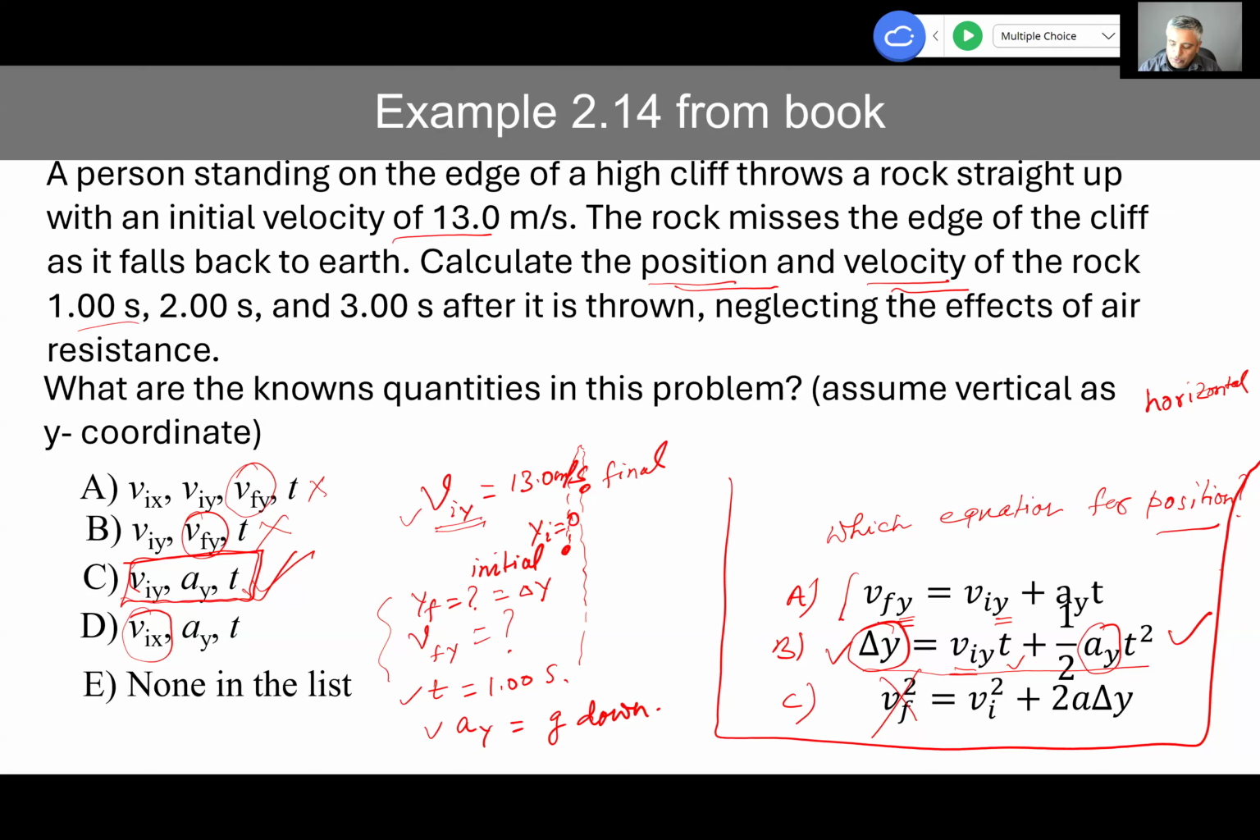So there is no position information in this equation. See, this is final velocity, initial velocity, acceleration, time interval. There is no position, so we cannot use that equation to find position. But yes, you can use that to find velocity. So if the question was which equation for velocity, then it would be the correct answer. Probably that's what you mistook it with.